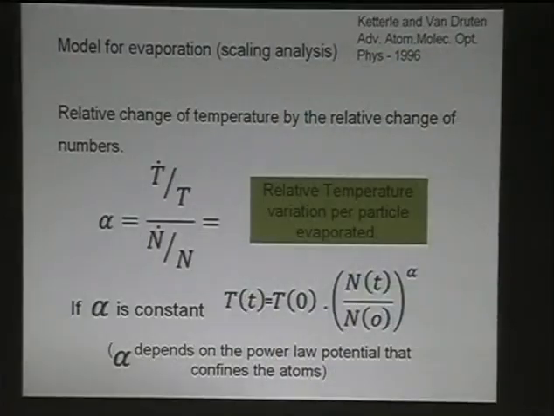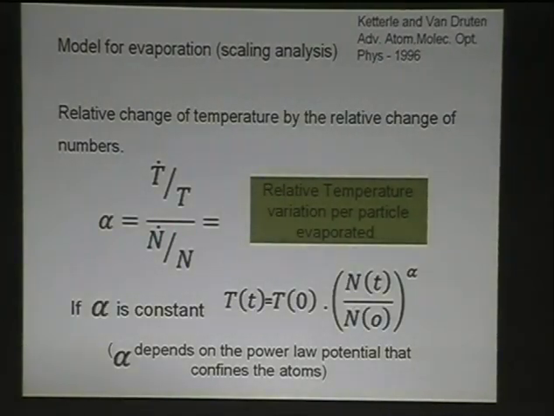And how are we going to analyze this? I'm going to do an analysis, which I hope will not be so heavy for you, which involves scaling. We want to know how things work. How many atoms I'm losing, how much temperature I'm gaining. But we're going to do that in a scaling way. And this is done by Ketterle and Van Druten in Advances in Atomic and Molecular Physics in '96, which I thought was a very nice analysis to do.